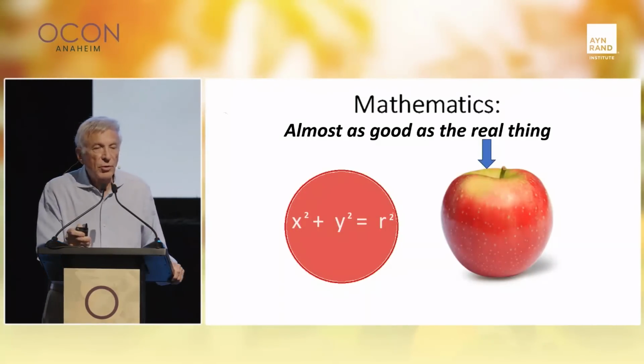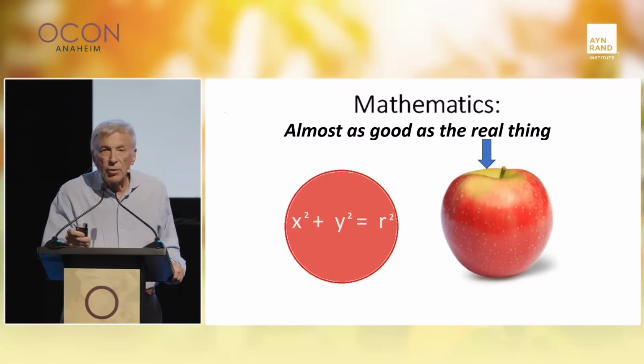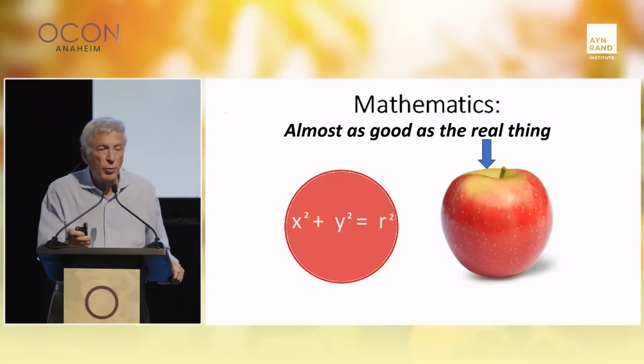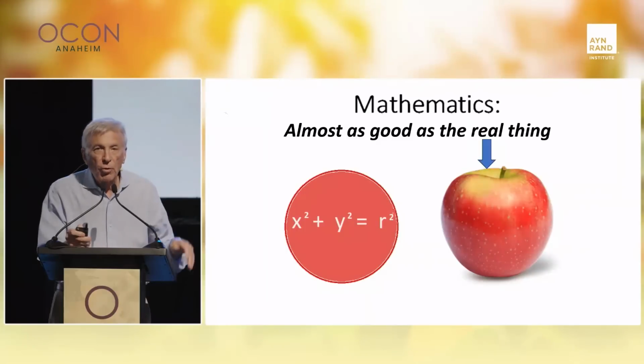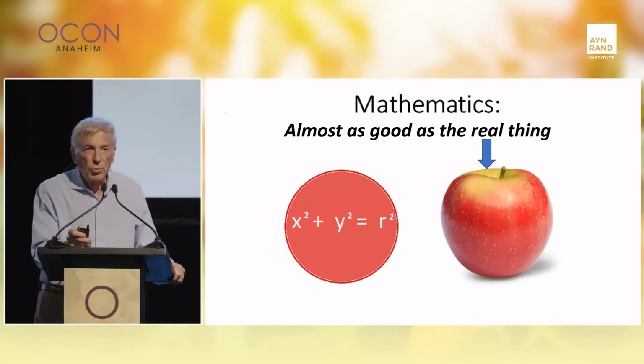So here's my summary slide on this. Mathematics, almost as good as the real thing. There's a circle used to model an apple. The apple is perfect. The circle is an approximation of the apple. It's good to have. And what you see, x squared plus y squared equals r squared, is the algebraic formula for a circle. The apple is the real thing. The tool of measuring it is a very good tool, but it is not the real thing. Thank you. We'll take questions.